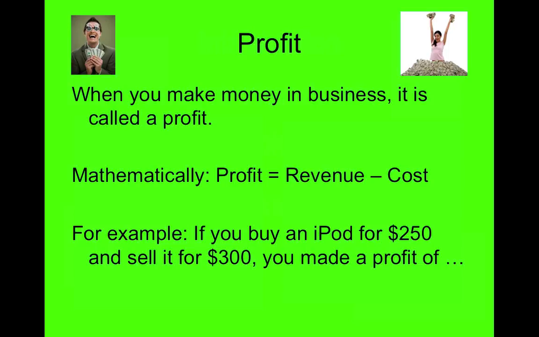So let's look at an example. If you buy an iPod for $250 and sell it for $300, you made a profit of... Take a moment to think about that. Hopefully you came up with $50. If you purchase an iPod for $250, that's your cost. If you sell it for $300, that's your revenue, the amount of money coming in. So the total money you have left over is $50.